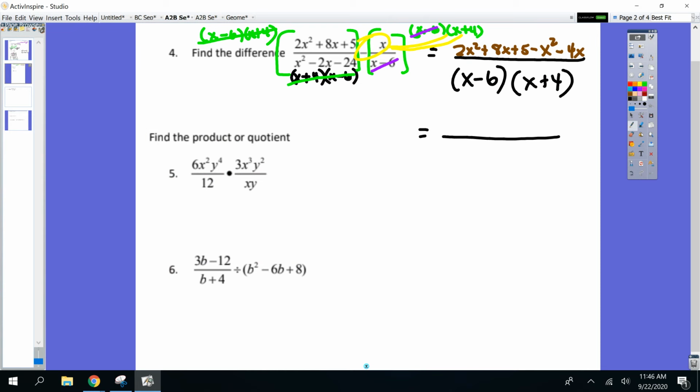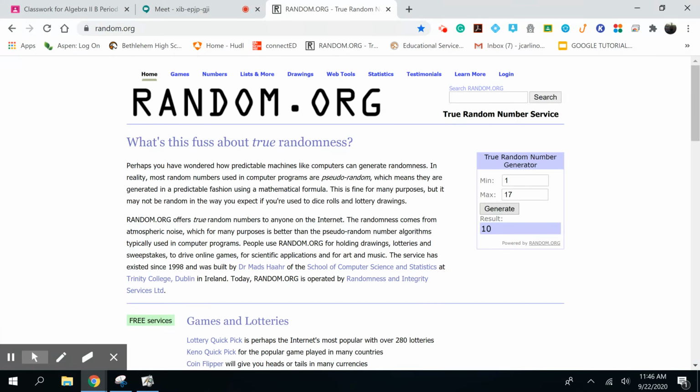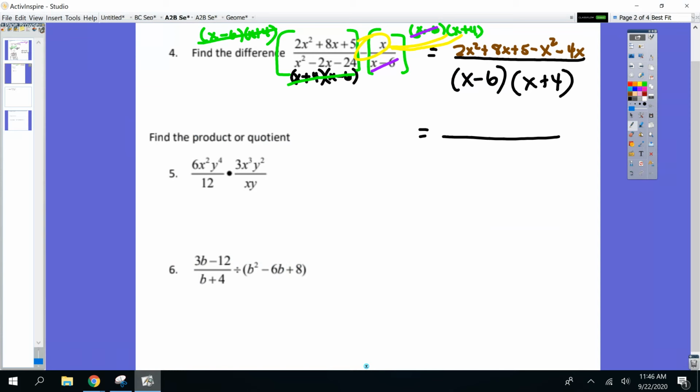I need somebody to combine the top for me. Combine all your like terms on top. Caroline, going to you. Let's go. X squared plus 4x plus 5. Got it. Yep.